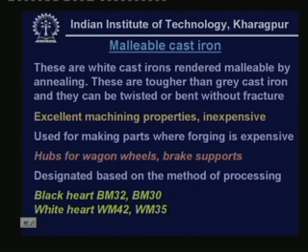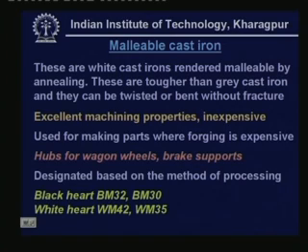Now, these are tougher than grey cast iron. What is tougher? We will learn later on. Toughness is somewhat a mixture of strength and ductility. So, it has a good amount of strength, and at the same time it has stretching characteristics. That is the reason it can be twisted or bent without any fracture taking place.